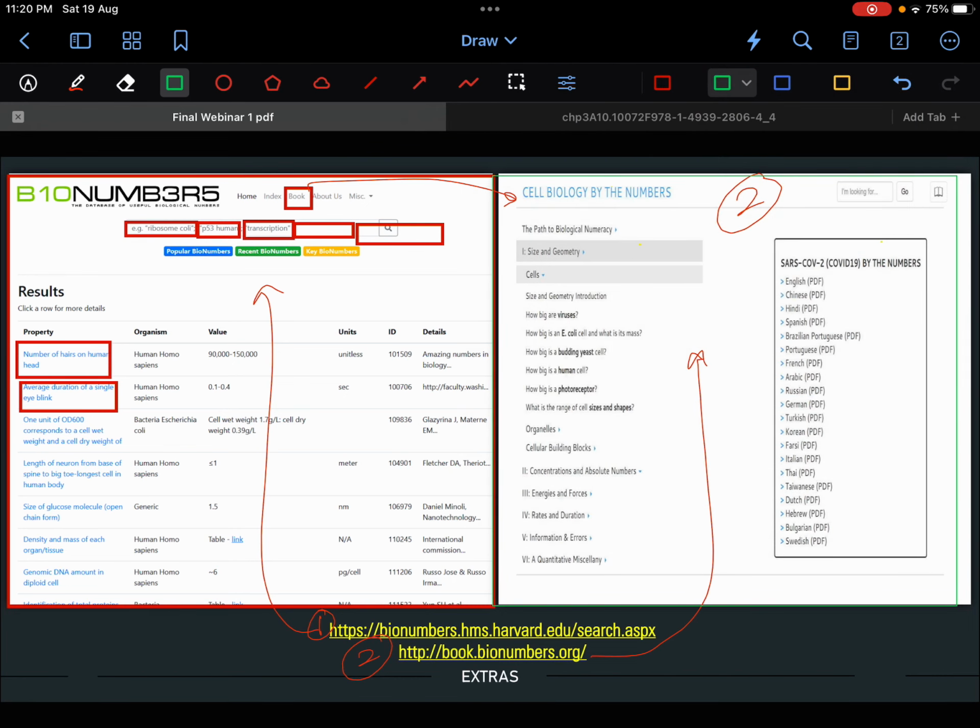where various interesting facts are given, like how big are viruses, or how big is a human cell, how big is a photoreceptor. You don't have to search for these. There are some predetermined measurements that are given. That is very interesting. I will also read about it and learn the measurements. And I will tell you to go and download this PDF that they have released on SARS-CoV-2 by the numbers. It is a really interesting one. Okay, if you have interest in knowing various measurements in biology, then you can just roam around this.